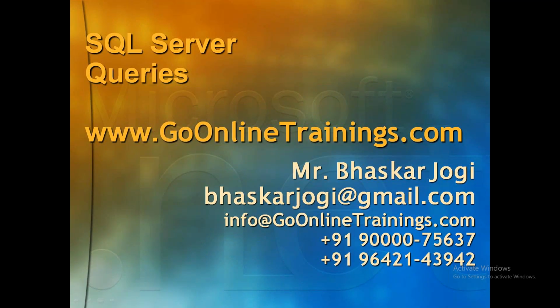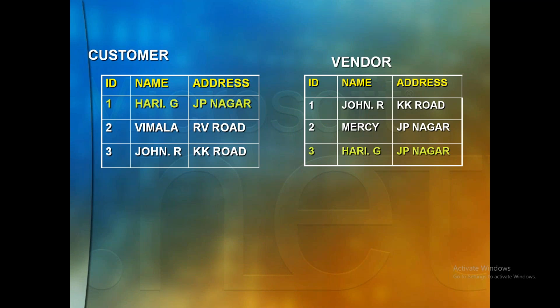Now, I wanted to tell you there is a customer table and there is a vendor table. I have two tables, with ID, name, address, and I have some data. These two are independent tables. That means no primary key and foreign key relationship. Remember this point. These two tables are independent tables. That means no primary key foreign key relationship between these two tables. It is ID primary key in this table. This is ID primary key in this table. These two are independent tables.